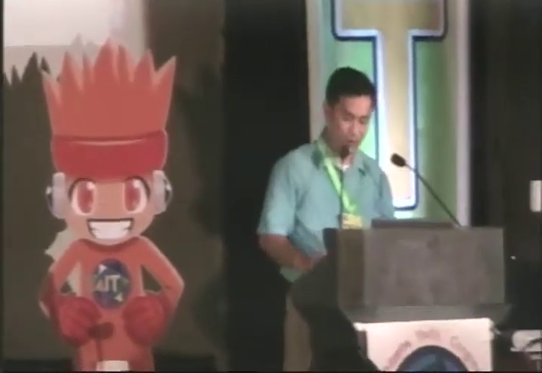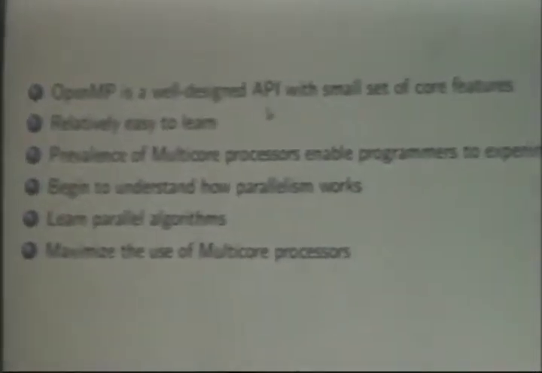Conclusion, OpenMP is a well-designed API. It is relatively easy to learn. And the prevalence of multi-core processors enables you to experiment on this. I actually challenge the participants today to experiment on OpenMP.